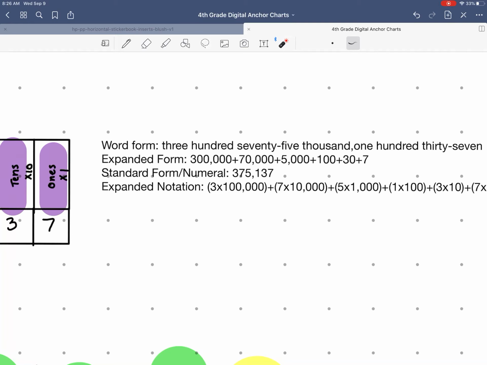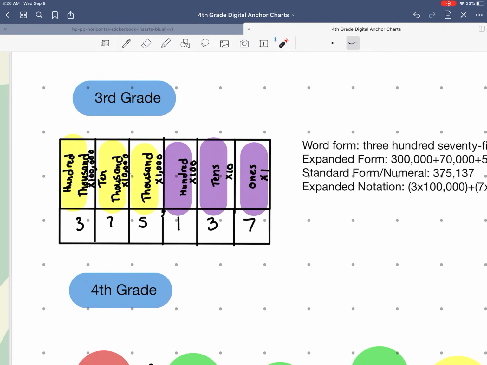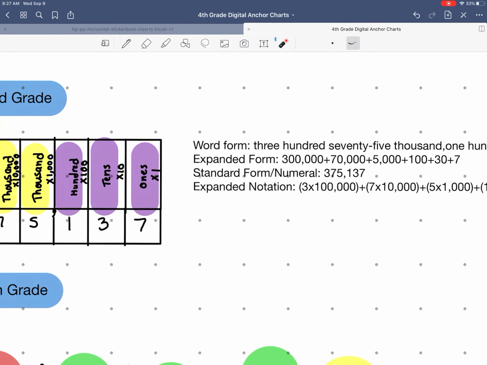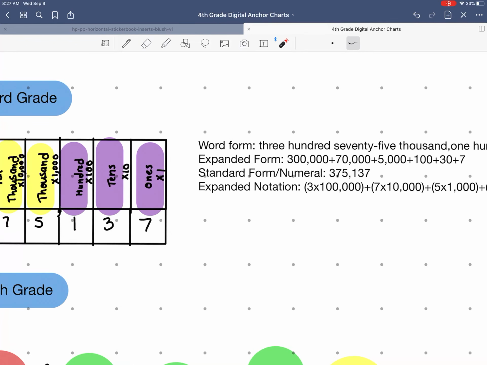Now, word form, check. Now, another thing is that we had expanded form. You have learned about expanded form even when we were probably in first grade, okay? So expanded form was giving me the value of each digit. All right. So I know this is 300,000. This was 70,000. This was 5,000. This is 100. You can see right here. Plus 30. Right here. Plus 7.